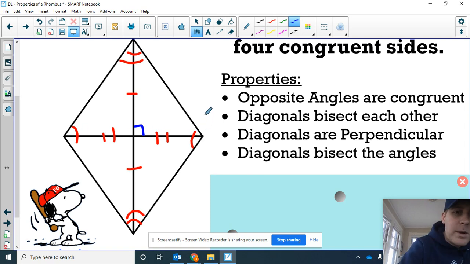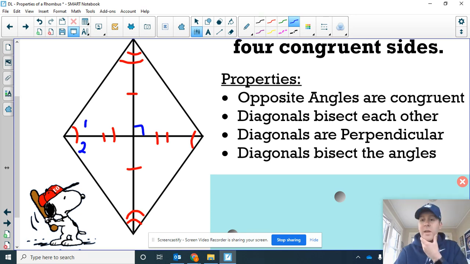So to get a little more specific, we can also now say that angle 1 and angle 2 would be congruent to each other, right? Because that overall angle over here gets bisected, which makes these 2 congruent.